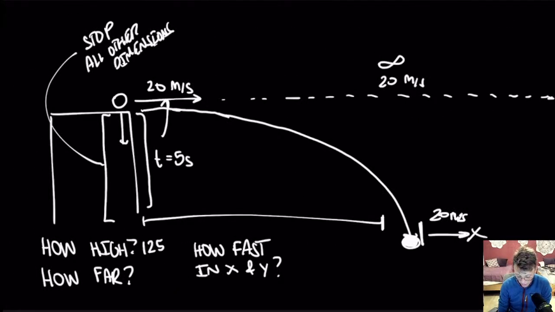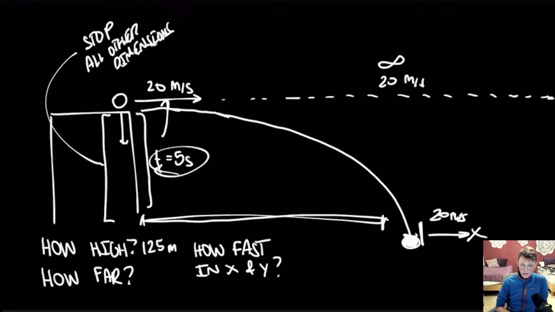How high? 125 meters. Now we can think about how far the ball went. We want to know, in this direction, how far did this ball go? This is actually really easy. This is probably one of the easier questions here. So here's what we know. It spent 5 seconds traveling, just to the right.